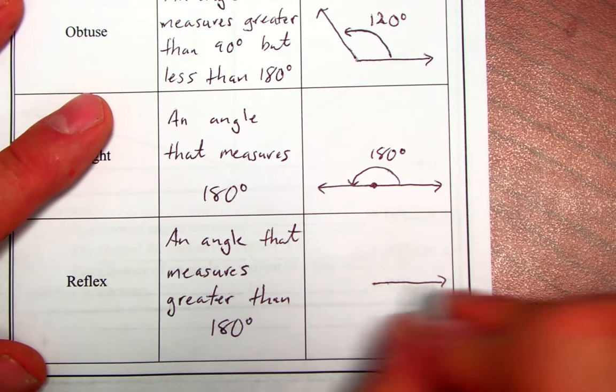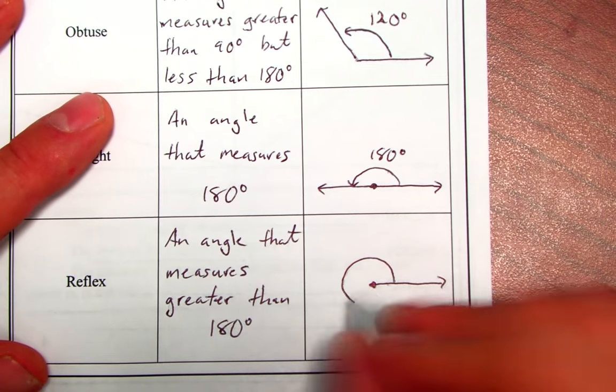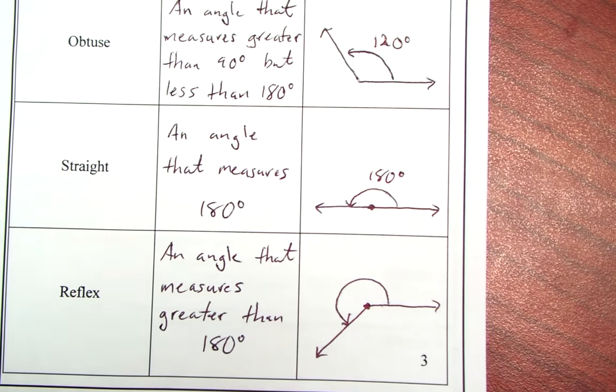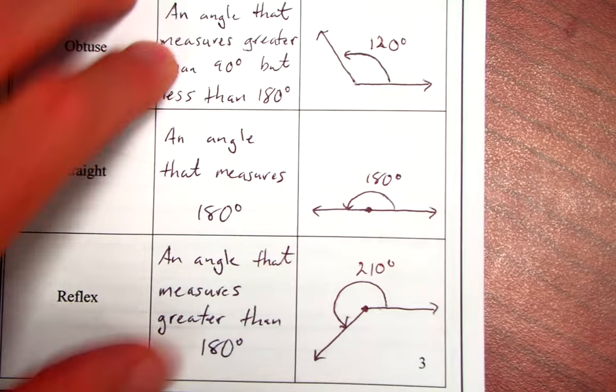Okay, so I'll start with the initial side and a vertex, and it's going to open up past 180 degrees. And I don't know, maybe that's 210 degrees.